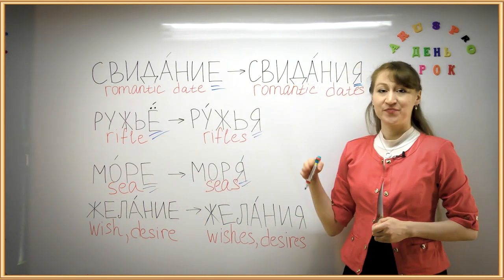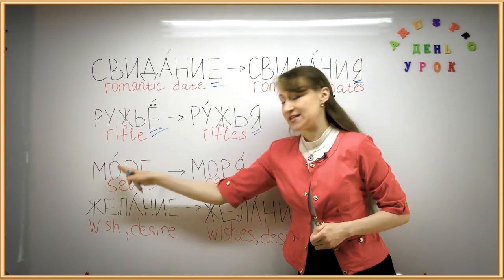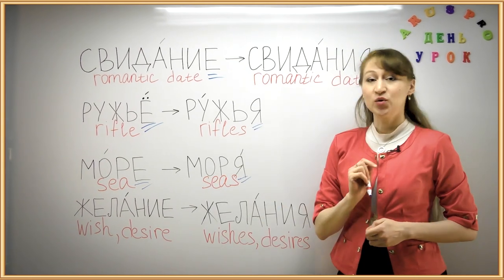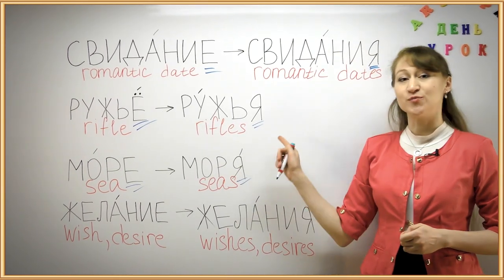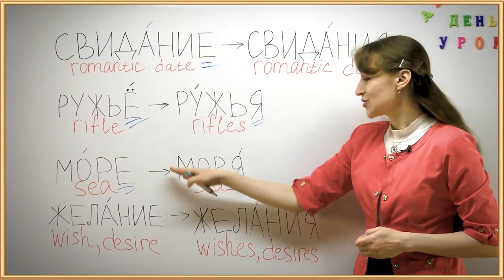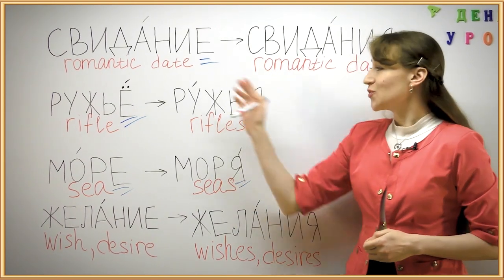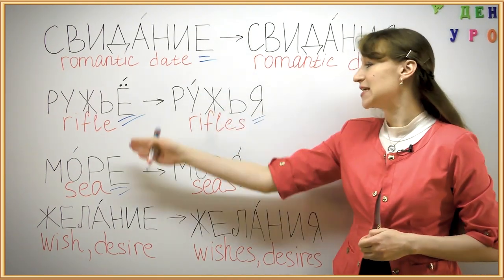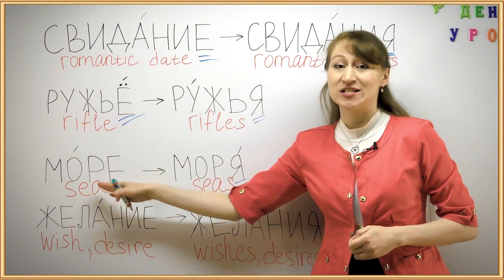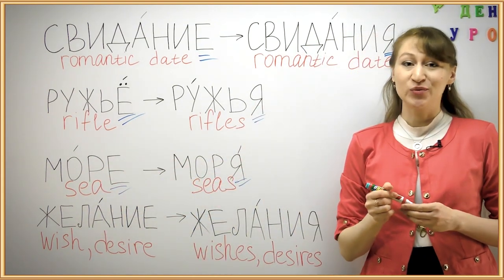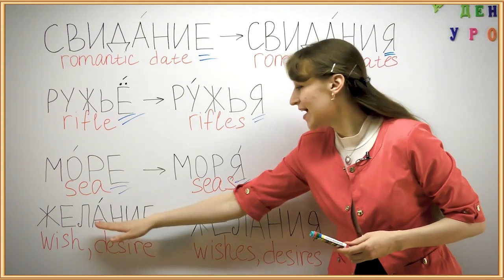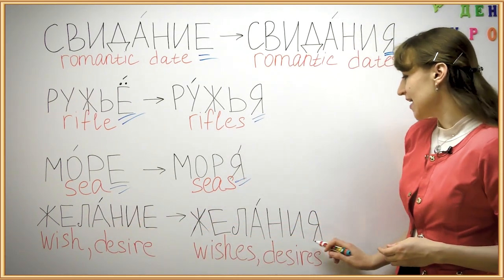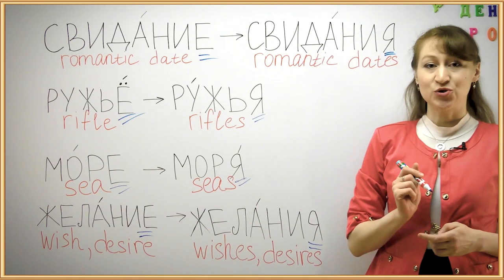Море, моря. The opposite situation. The emphasis was at the beginning, море, it moved to the end, моря, and here we see again the unstressed O. Since the emphasis moved, the O became unstressed, so we pronounce it as моря. So this emphasis change always happens, well, not always, but in 99% of cases, it happens in short nouns, usually two syllable long. We will talk more about it when we come to the hard variant. And now let's look at the last example here. Желание, желания. So again, е goes to я.